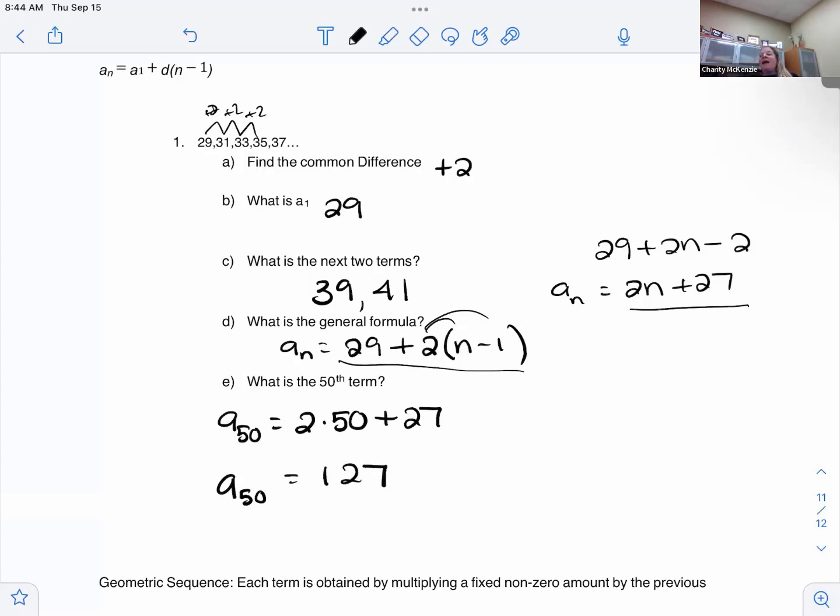Ooh, I know sequences can be harder. Okay, so on your homework, some of them you're just following the pattern and writing the next 2 terms. Sometimes you're doing all of the stuff I just gave you. It just kind of depends.